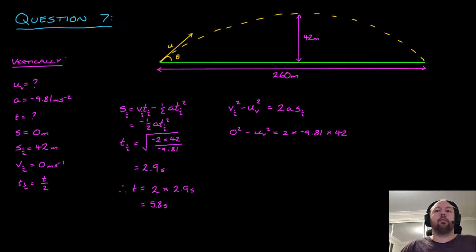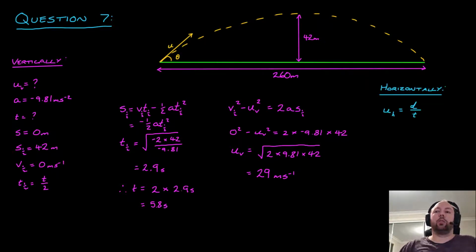We can then work out the initial velocity vertically using v squared minus u squared equals 2as. This gives us that 0 squared minus uv squared equals 2 times negative 9.81 times 42. Cancelling the negative and taking the square root gives us that uv equals the square root of 2 times 9.81 times 42, which gives us the answer that the initial velocity was approximately 29 meters per second vertically.